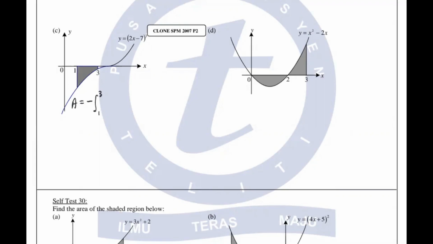Now, if you're not sure, you just integrate. If you get a negative answer, just take the modulus of it. You can just write that. You may just integrate, get your answer, -10, then just take the modulus, so the area equals 10. Yeah, you can do that.